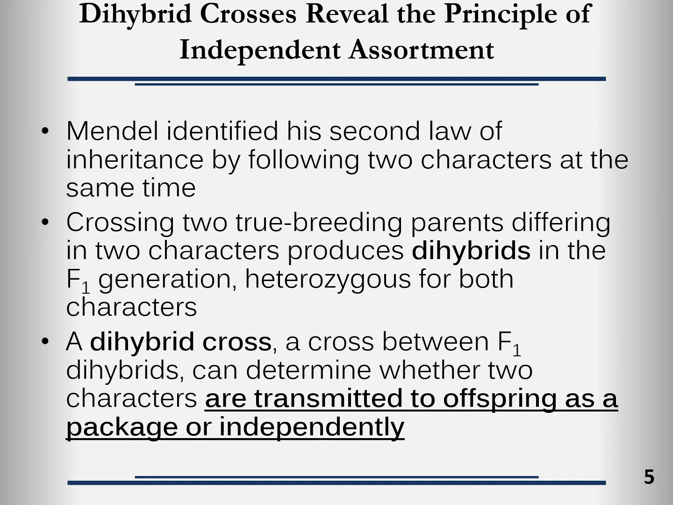To set up the dihybrid cross experiment, Mendel performed a similar series of experiments to what he did with his monohybrid cross. He created true breeding populations of plants, but in this scenario, he created true breeding parents that differed in two characters, and then crossed them to create dihybrids in the F1 generation. And dihybrid just means that they were heterozygous for both of those particular traits. Then he crossed those dihybrids together in order to understand whether or not the characters were transmitted as a package or independently from one another.